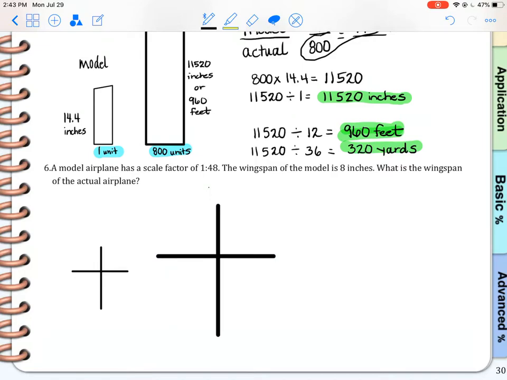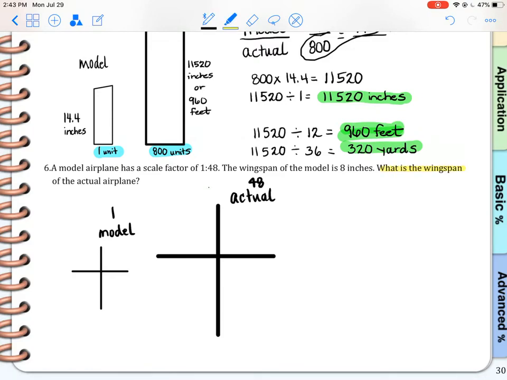And if this were to scale, the actual airplane would be 48 times the model. But obviously I cannot draw that to scale on this particular page. So that's why we use a model to begin with. Okay, so they're telling me that the model is 1/48 the actual airplane. And let me follow the method I have shown you.